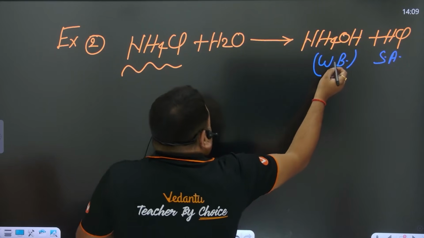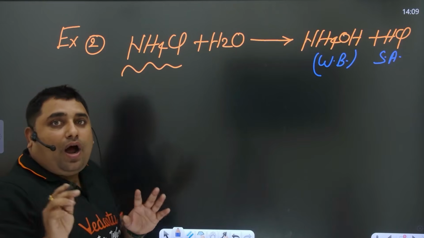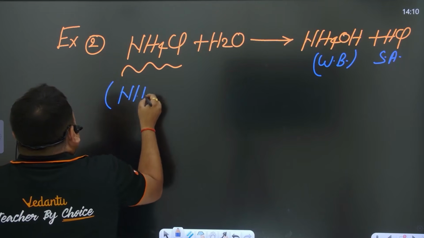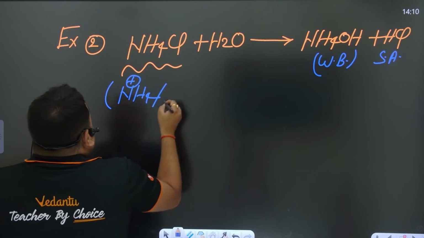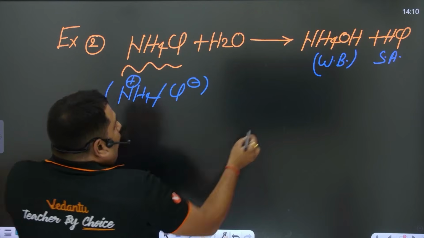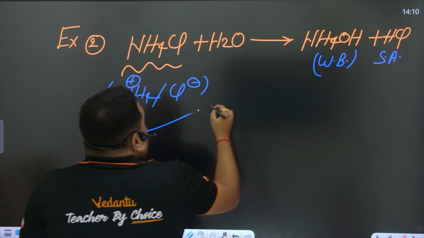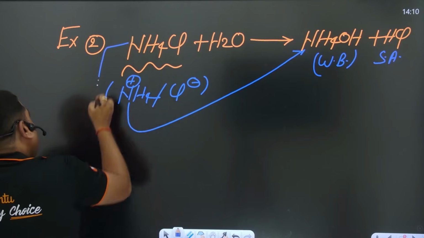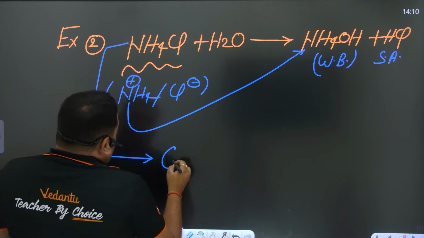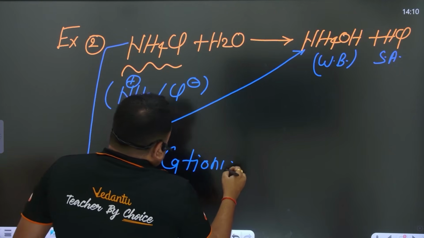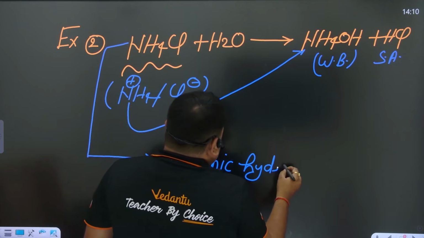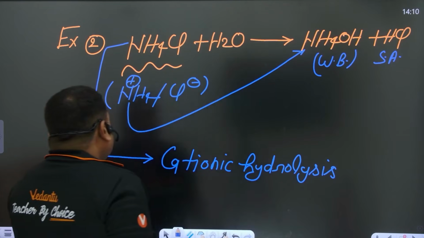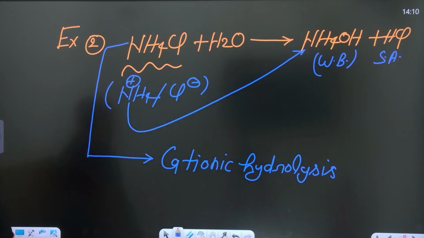So now we have to see which part of the salt this weak base came from, cationic or anionic. Now we have to break this given salt into cationic and anionic parts in this way. Now this weak base part came from the cationic part. So in this salt, which type of hydrolysis is taking place? That is called cationic hydrolysis, right? So in this salt, cationic hydrolysis is taking place.